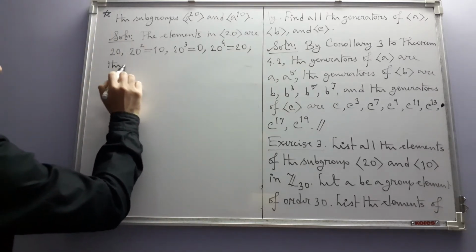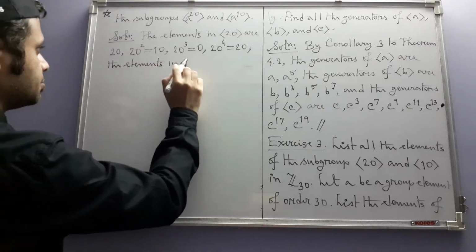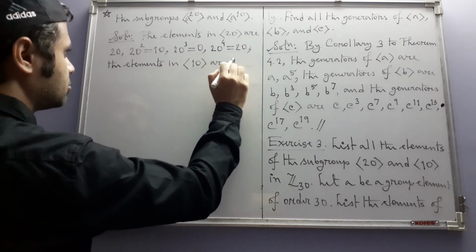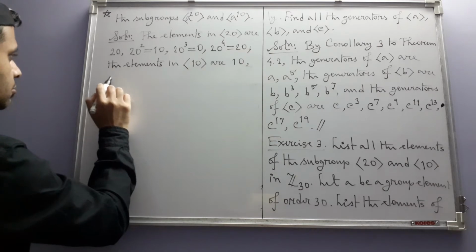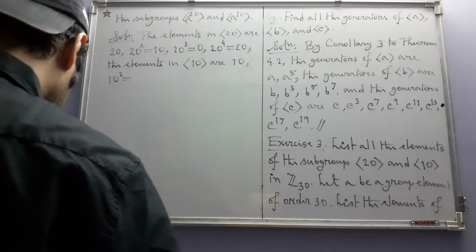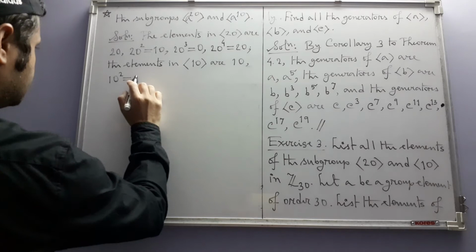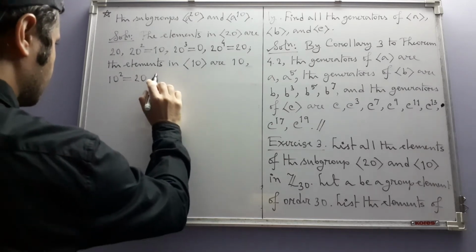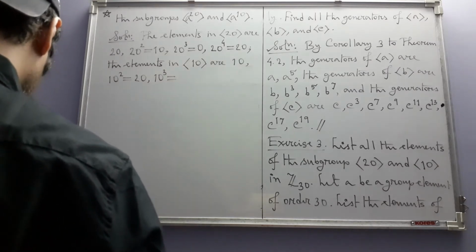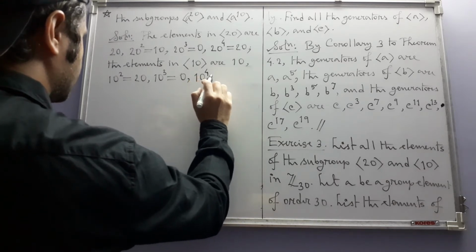Like that, the elements in the subgroup generated by 10 are these: 10, then 10 squared. 10 squared, of course, is 100, and modulo 30, that is 10. Then 10 cubed. 10 cubed will become 0. And 10 to the power 4 again is 10.